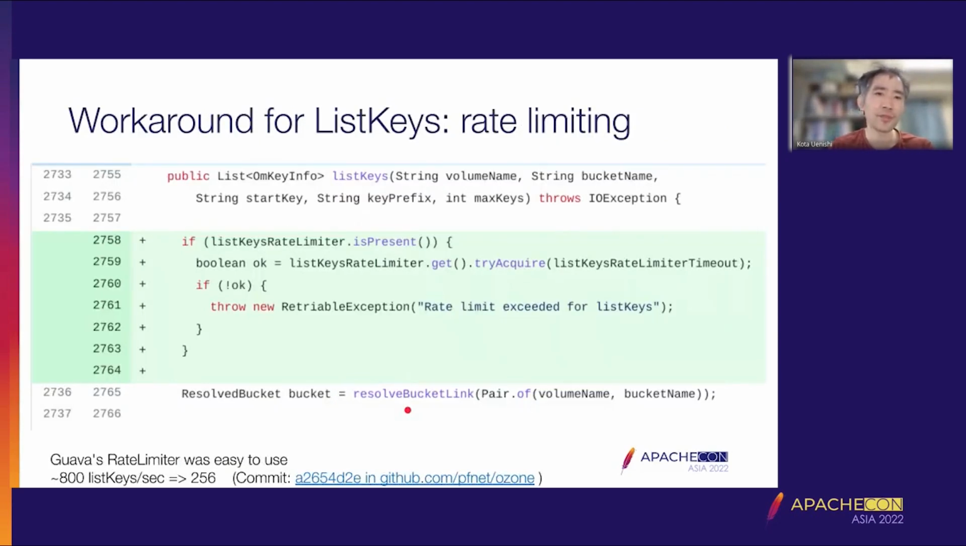So how we address this problem is we just rate limit. The Guava is already included in Ozone, so I just added a few lines to block the request before entering the process of listing keys in Ozone managers. The rate limit is currently 256, and that was just enough for making CPU room for getting keys or putting keys for other applications, and Ozone manager works very well.